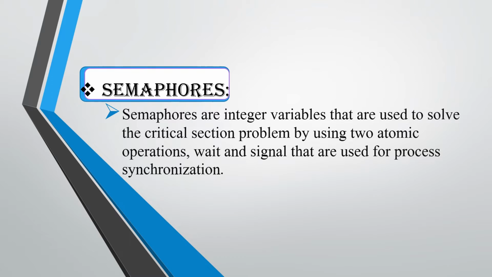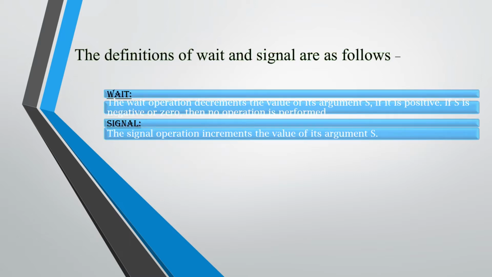Semaphores are basically integer variables that are used to solve the critical section problem by using two atomic operations, wait and signal, that are used for process synchronization. In the next slide, we are going to learn about what wait and signal are. Wait is the operation that decrements the value of its argument if it is positive. If it is negative or zero, then no operation is performed.